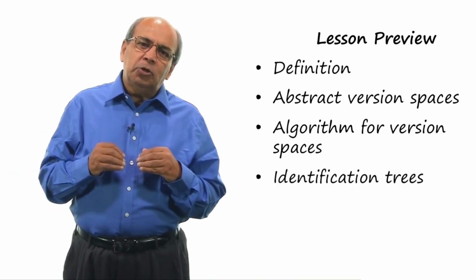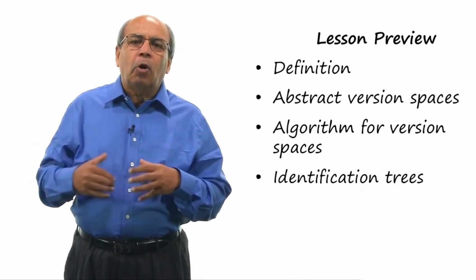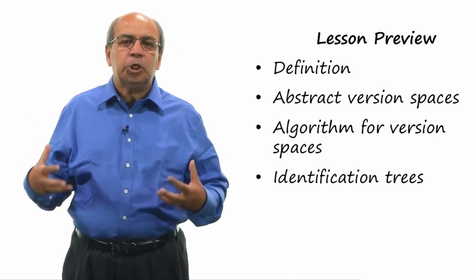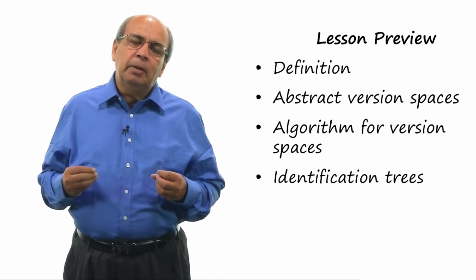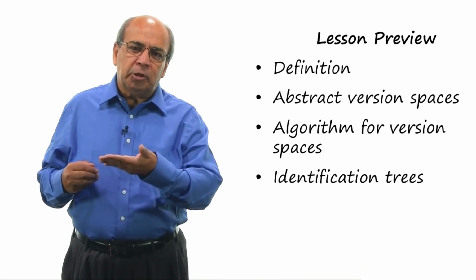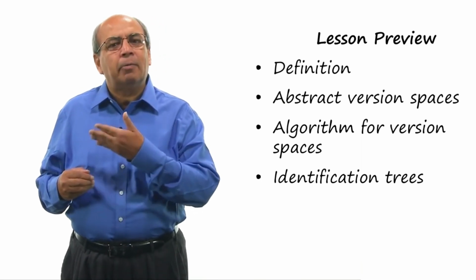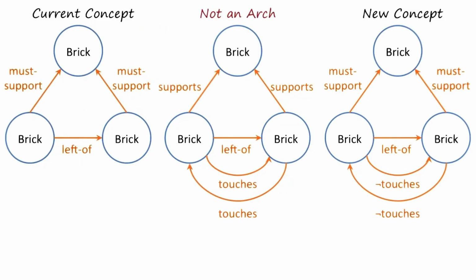We'll also, towards the end, talk about an alternative method for organizing the examples into a decision tree or an identification tree. This method is very similar to the method of incremental discrimination tree learning that we learned when we were talking about case-based reasoning. Version spaces is a technique for learning concepts incrementally. This means that the technique is going to learn from a small set of examples that are going to arrive one example at a time.